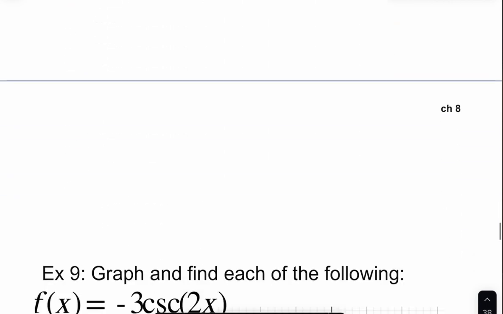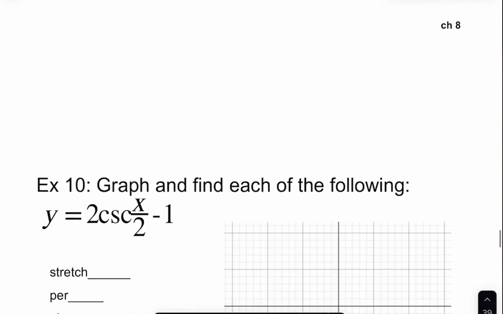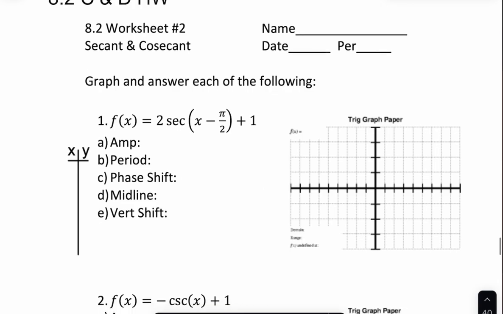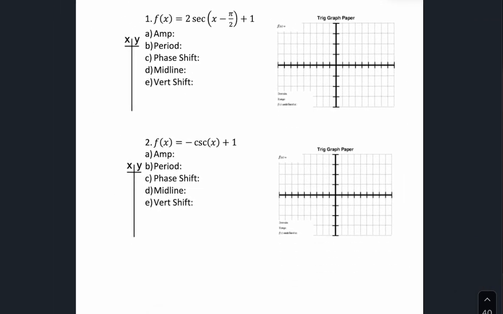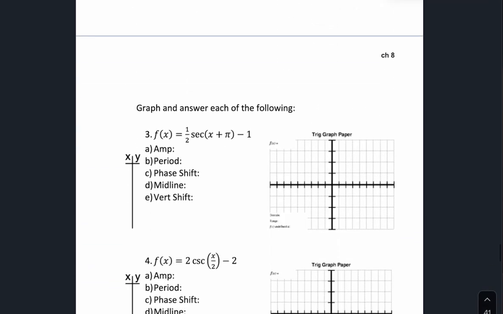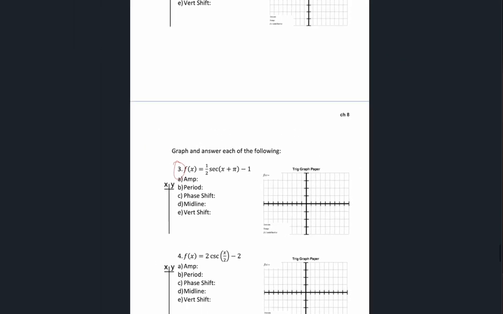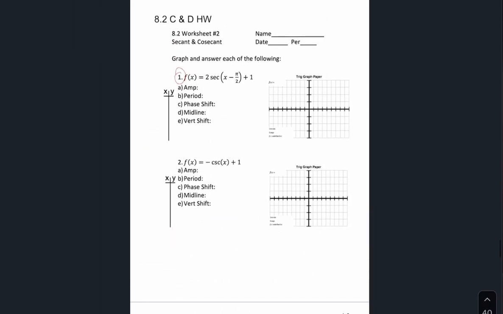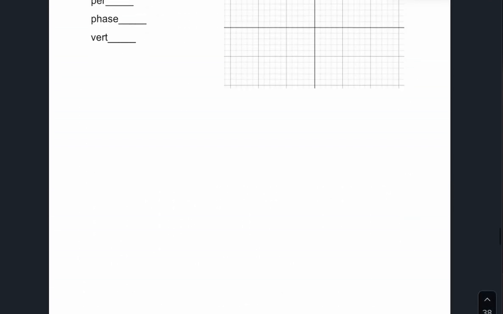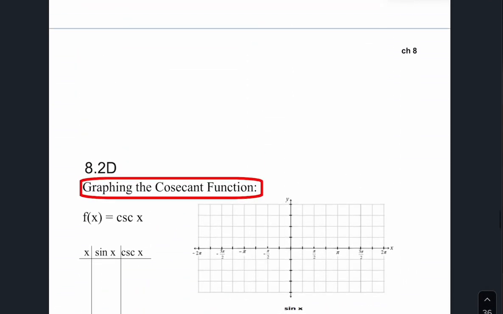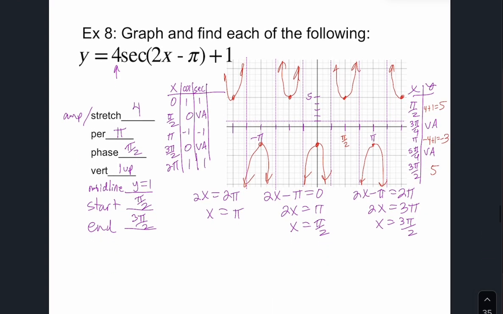And if you flip down, for this homework, number 1 is a secant, and number 3 is a secant. So you're going to be working on 1 and 3. That's what you turn in for the 8 to C portion. So there you go. Let me go back to this in case anybody else still needs anything from that graph. I'll leave it right there.